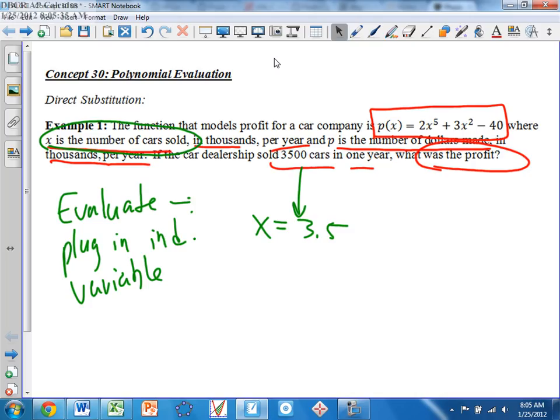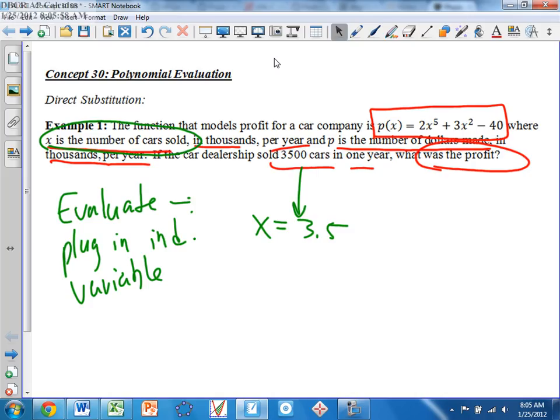What would happen if you plug in 3,500? You would get an answer that would be much, much larger than it should be, because you're going to be raising the number to the 5th power. That's the issue you're going to run into. You get a different answer. You can't raise it to the power and then divide by 1,000. It doesn't work.